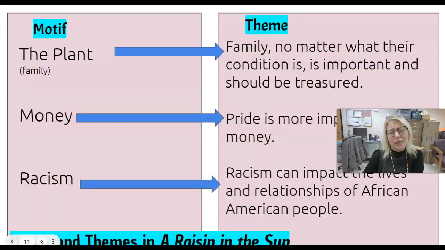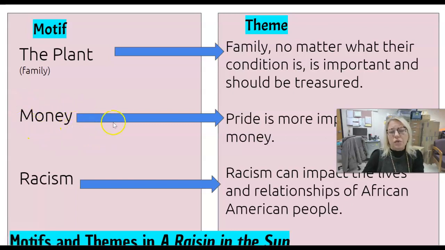So, for example, in A Raisin in the Sun, the plant is a symbol or motif, and it shows that family, no matter what their condition, is important and should be treasured. Money is a symbol or a motif. By the way, the difference between a symbol and a motif is just that a motif reoccurs. It comes up more than once. And so really all of these symbols are also motifs.